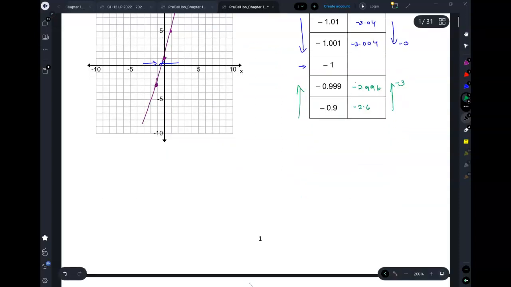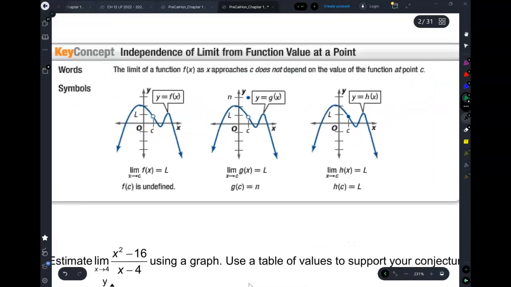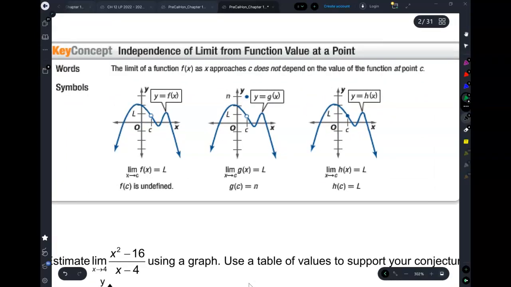Okay? Now, again, I can't stress this enough. Take a look at these for a minute. This is the value of c. As I approach c from the left, the y value is approaching L. From the right, the y value is approaching L. The limit of this is clearly L.